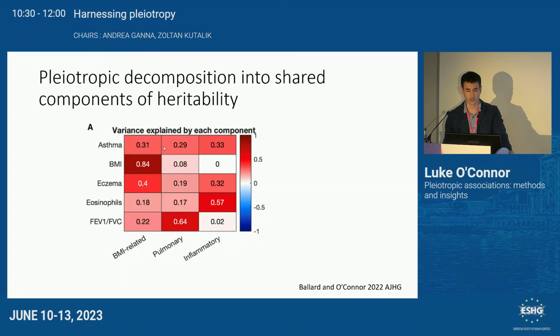pleiotropic decomposition regression. And this is just an example of what that looks like, where we have 3 heritability components comprising different subsets of SNPs that affect asthma. So you can see all 3 of these components explain about 1/3 of the heritability of asthma. And one of them is closely related to BMI. That's consistent with the fact that there's an obesity-related asthma subtype. One of them is most closely related with pulmonary function, as measured by FEV1 FVC, and one of them is most closely related with inflammatory phenotypes, especially eosinophil counts.